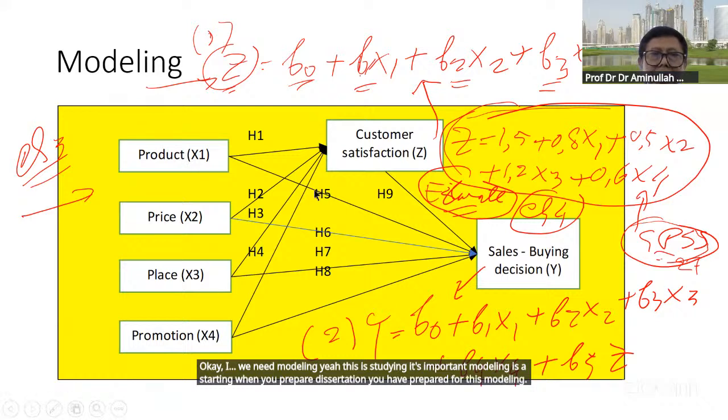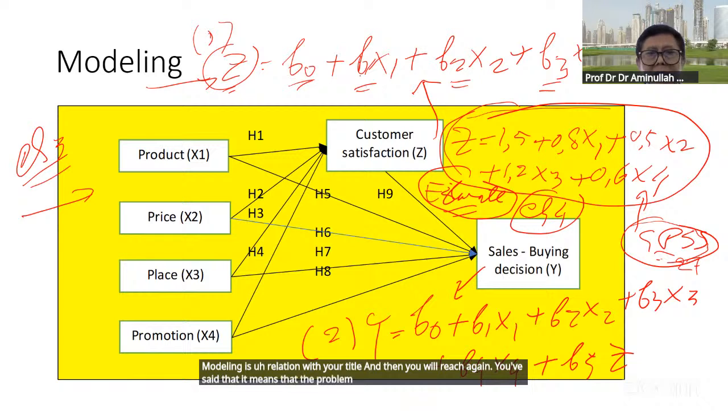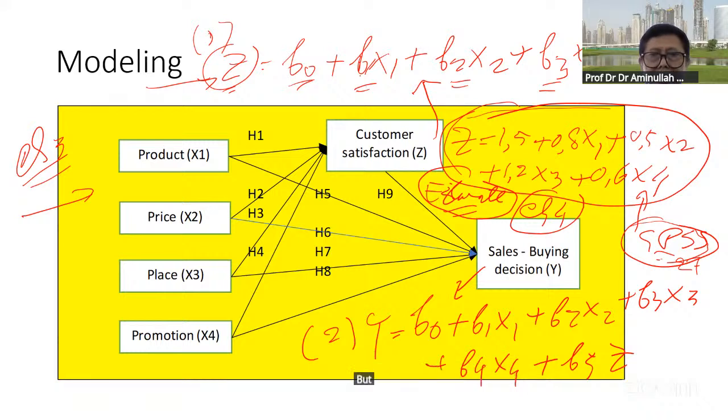Modeling is related with your title, and then your research gap. Your research gap means the problem of your dissertation. For this case, if we want to research about sales, for example, you have the title: the effective factors affecting sales, where customer satisfaction is an intervening variable, like this.